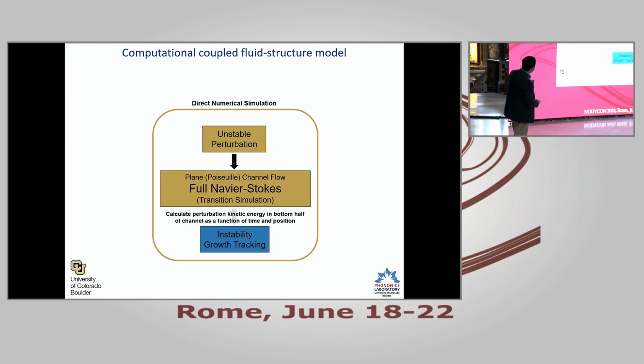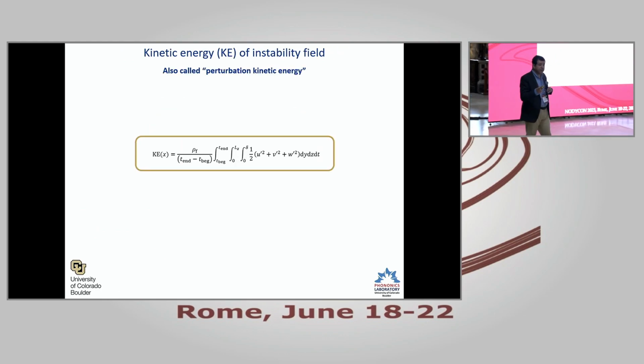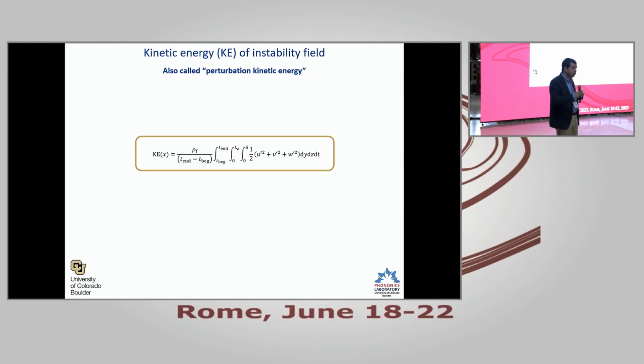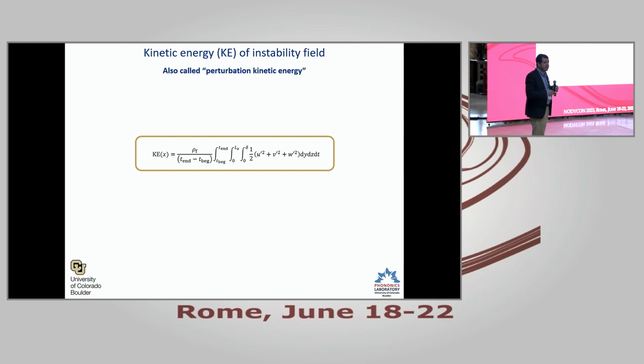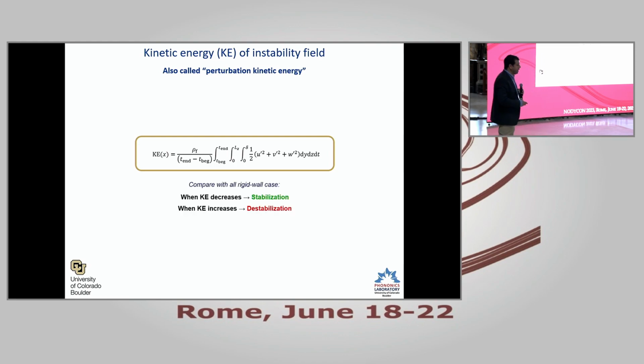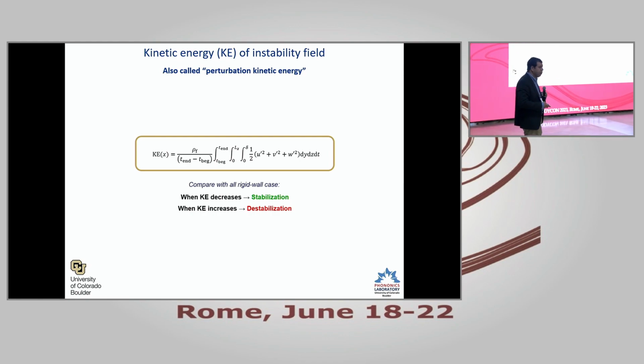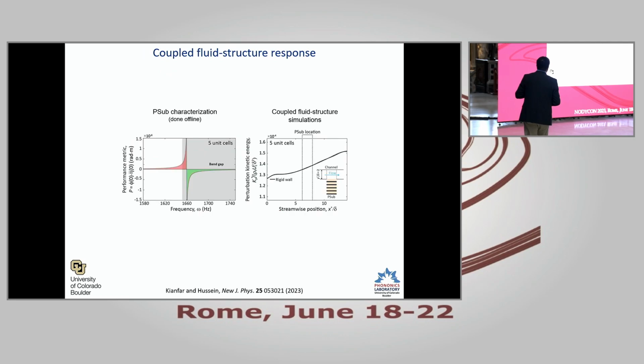Okay, so once we run the flow, we have to run it for a long time to ensure steady state. We can then monitor or measure the kinetic energy associated with the instability itself to see what happens to it. So if the kinetic energy decreases, then that implies that we were able to stabilize the flow, and vice versa if it increases.